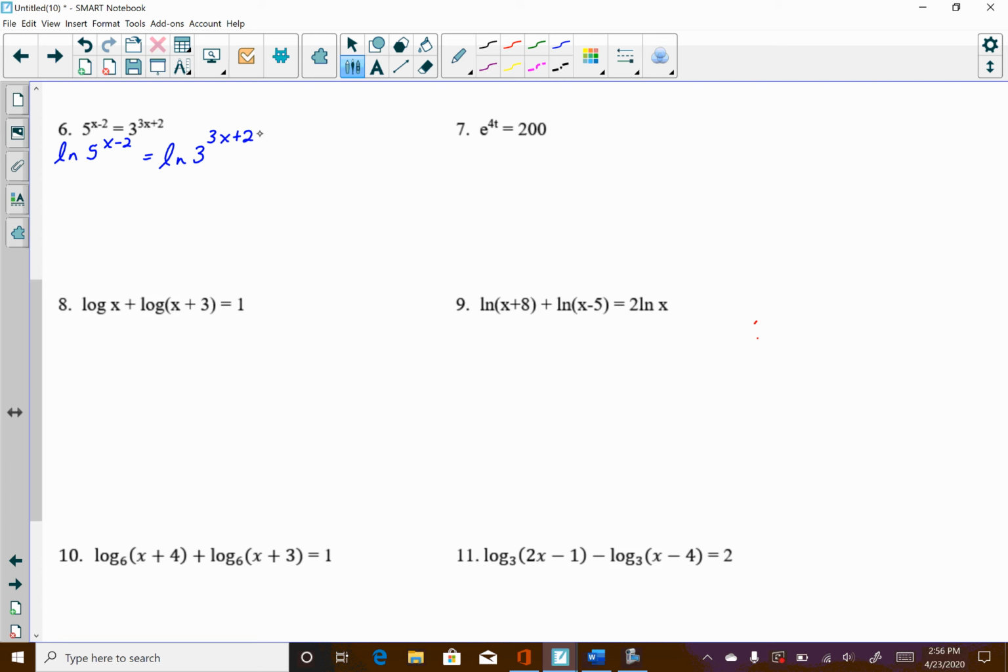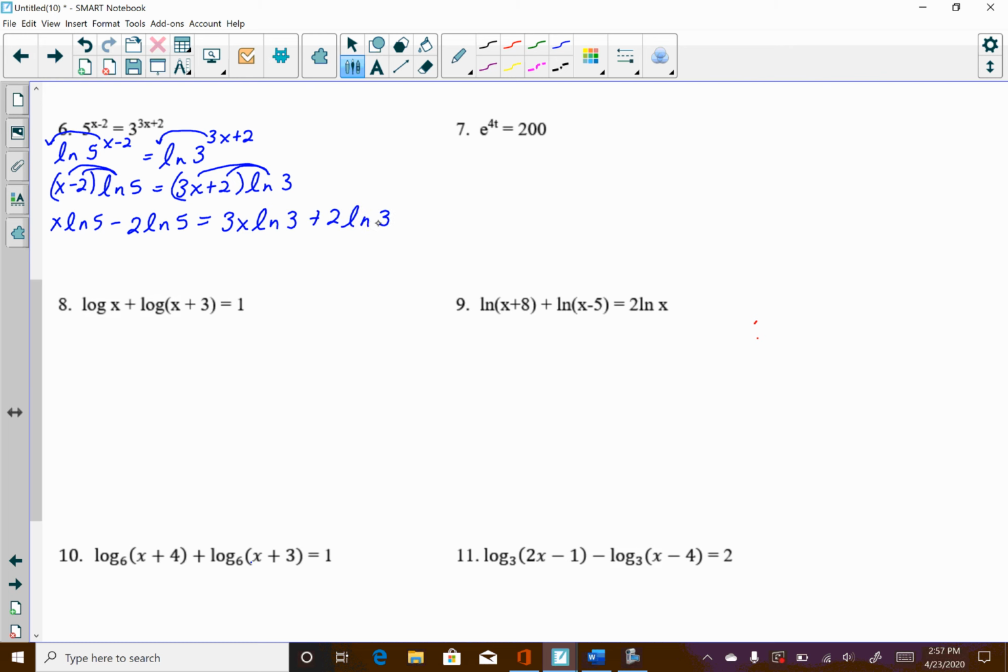Okay. All right, so now remember, by taking those natural logs, that allowed these exponents to come down in front as coefficients. So now I have x minus 2 times the natural log of 5 equals 3x plus 2 times the natural log of 3. Now remember, the natural log of 5 and the natural log of 3 are just numbers. So those numbers then need to be distributed into that parenthesis. So that would be my next step. I'm going to go through and distribute. So that's going to look like this. x natural log of 5 minus 2 natural log of 5 equals 3x natural log of 3 plus 2 natural log of 3.